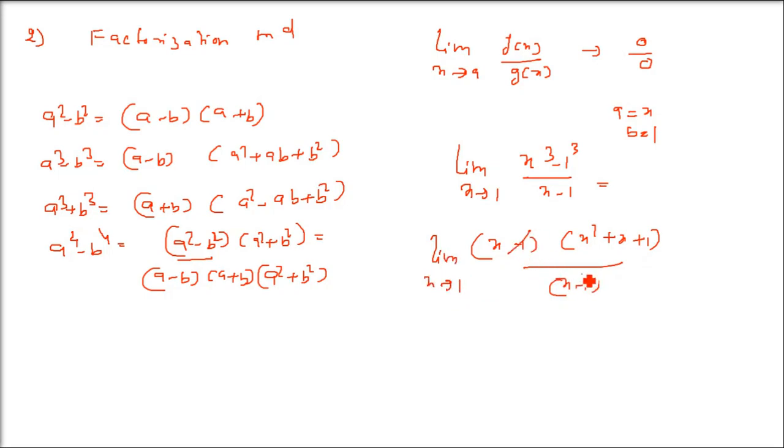Now see, X minus 1, you can just cancel them. So only X square plus X plus 1 will remain. And this will remain. That means you can always put X as 1 here. Just put X as 1. So we have 1, 1, 1. So 3. That is a 0 by 0 problem, for which we have devised a method.